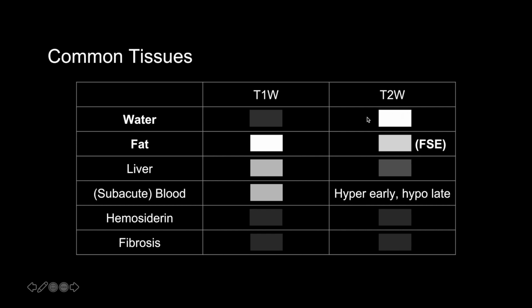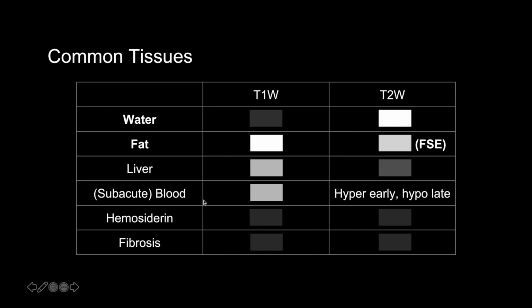It's worth knowing a few commonly seen things that do not follow those signal characteristics. For example, the signal of blood products depends on the age of the blood products. But for now, and especially in body imaging, we're often looking for subacute blood, and it's often going to show up as T1 hyperintense or T1 bright. The T2 signal in blood is going to depend on when you're imaging it.